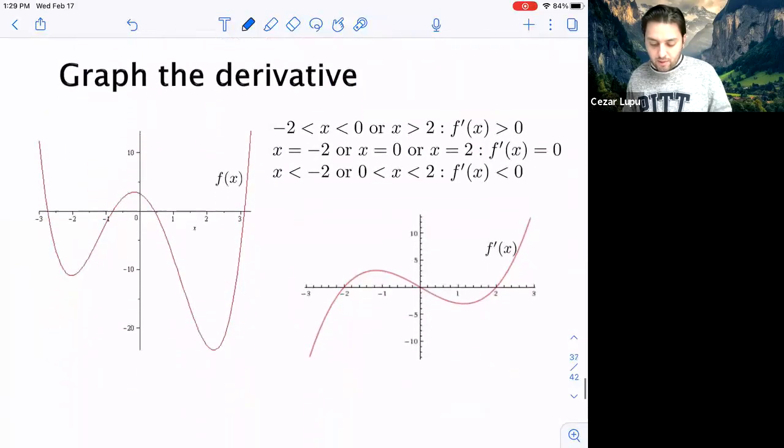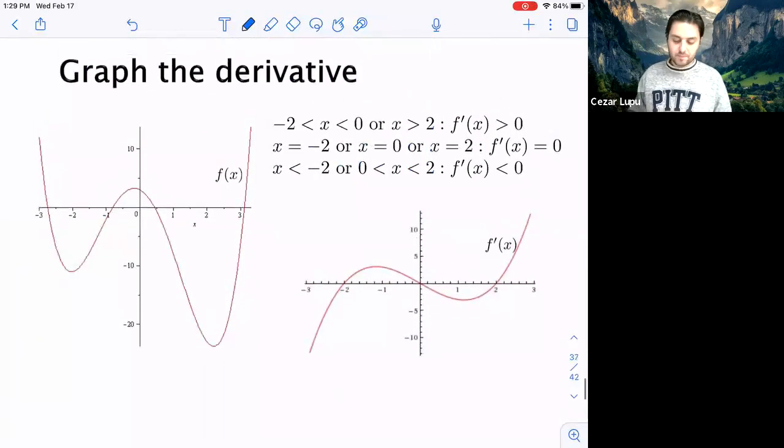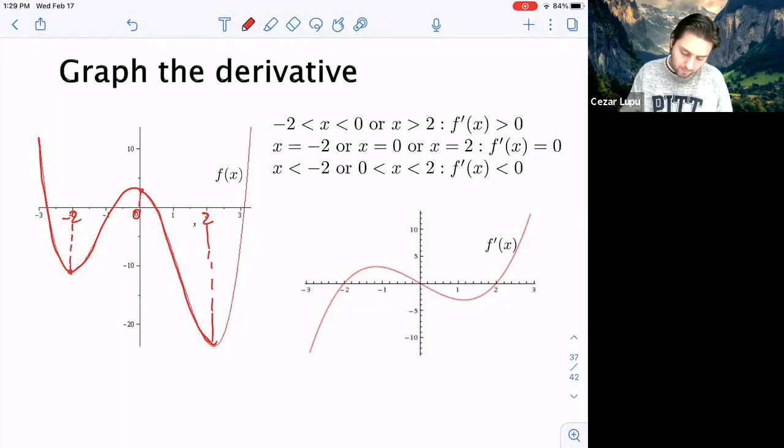Let's look at the following scenario here. Look at the graph. The graph falls all the way to this point, -2. Then it rises all the way to 0. Then it falls again all the way to 2, right? And then it rises again. So that's the graph of f.